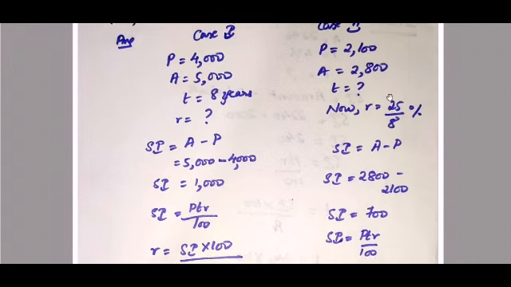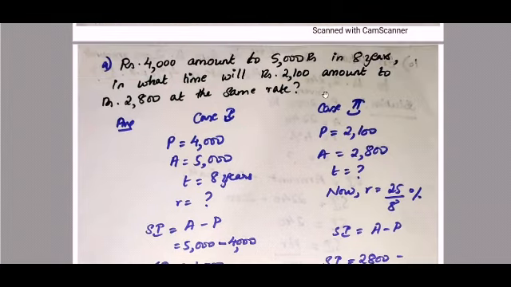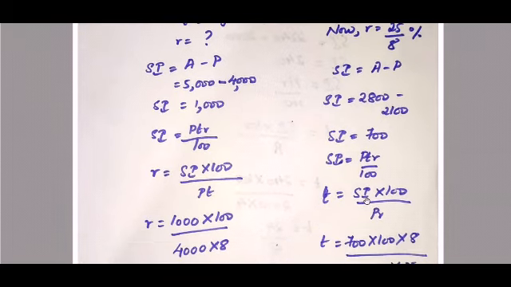So in our case 2, principal is equal to 2,100 and amount is equal to 2,800. Time we don't know in the second case, but we know the rate of interest, which is 25 divided by 8%, which we found out through case 1, and they are telling both the cases are at the same rate. So we will use that and find out the time. Simple interest is equal to A minus P, which is amount minus principal. Simple interest is equal to 2,800 minus 2,100. Simple interest is equal to 700.